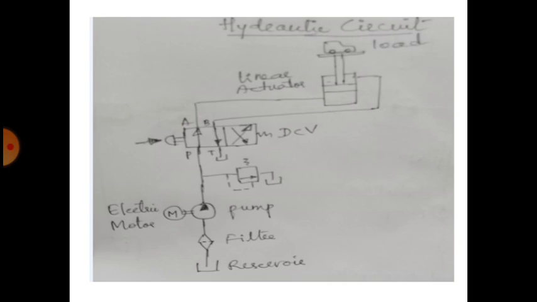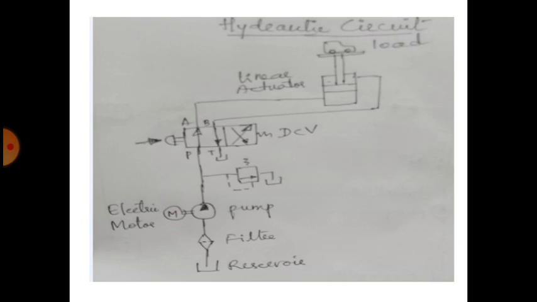So here we have shown the linear actuator. In the last circuit we have shown the rotary actuator. Here also, if you see the circuit diagram, the reservoir stores the oil, the filter filters the oil, next the pump we have shown. Already we have discussed different types of pumps. To run the pump we require the electric motor. The oil pumped by the pump will move towards the pressure relief valve and direction control valve, and from the direction control valve it will move towards the actuator.